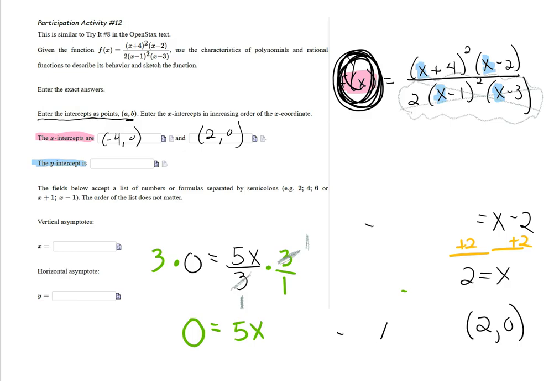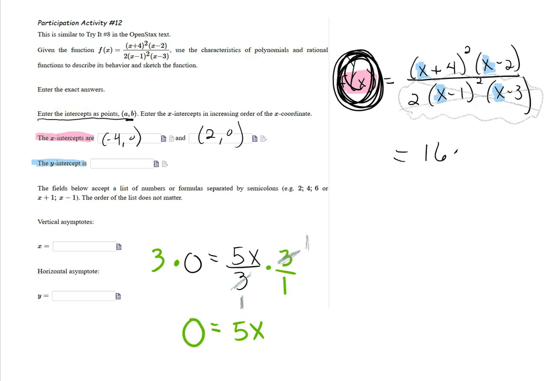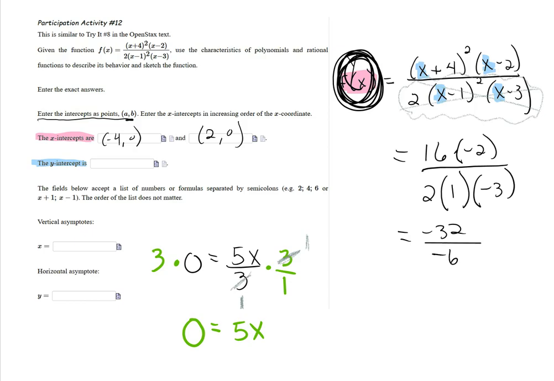Let's see. Start with the numerator. 0 plus 4 is 4, and 4 squared is 16 times 0 minus 2 is a negative 2, and then 2 times 0 minus 1 is negative 1, and negative 1 squared is positive 1, and 0 times 0 minus 3 is a minus 3. So I get a negative 32 in the numerator and a negative 6 in the denominator.